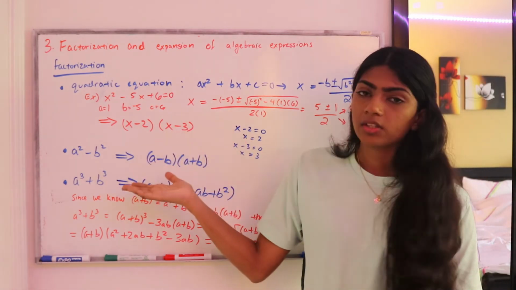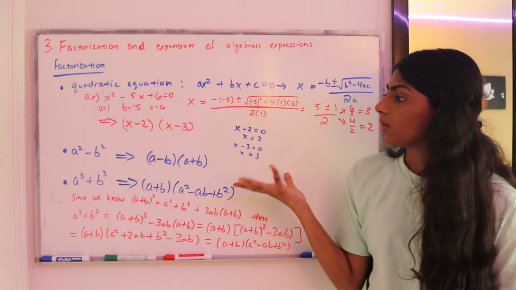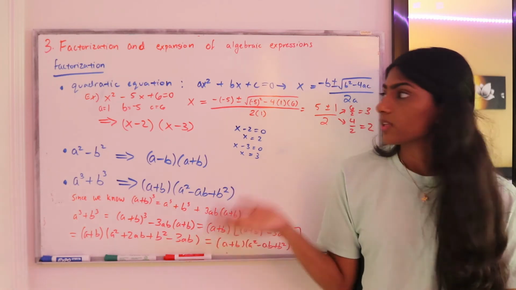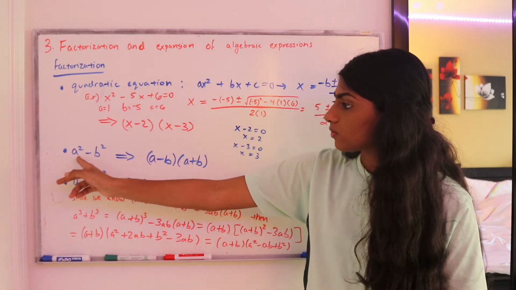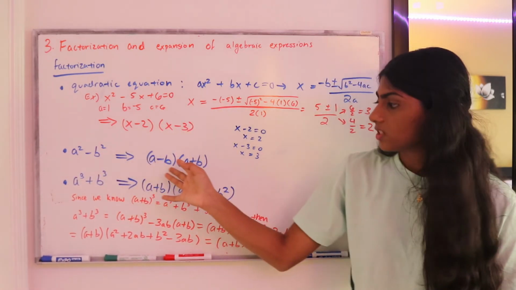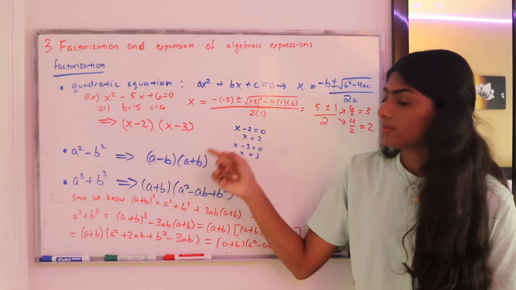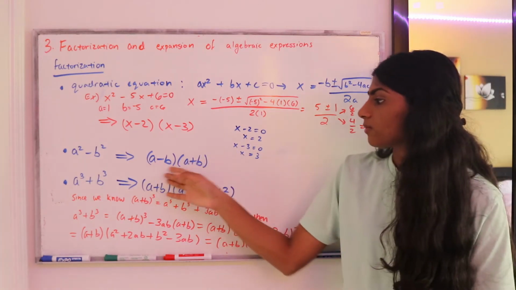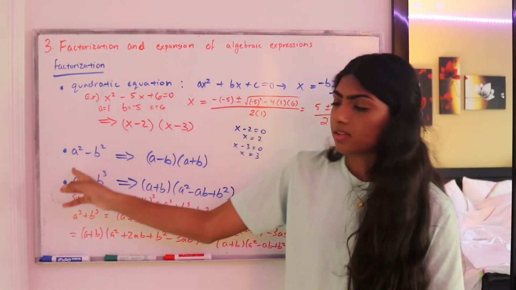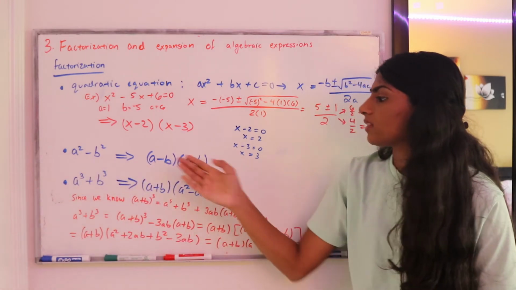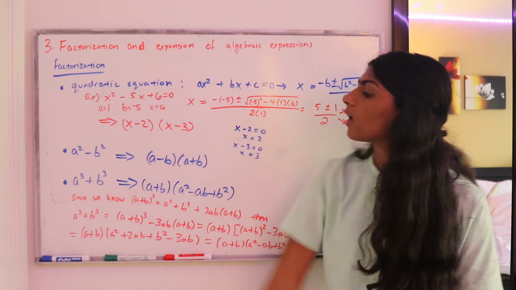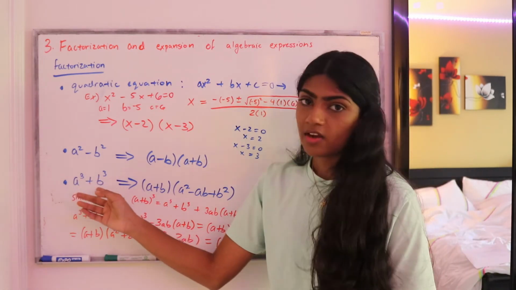Next, another way we can look at factorization is by knowing the standard forms of other factors. So we have this standard form here, a squared minus b squared, and its factorization is a minus b times a plus b. Now if we actually multiply this out, we will get this answer. So it's really important that you know this standard form so you know easily that this can be the factor form.